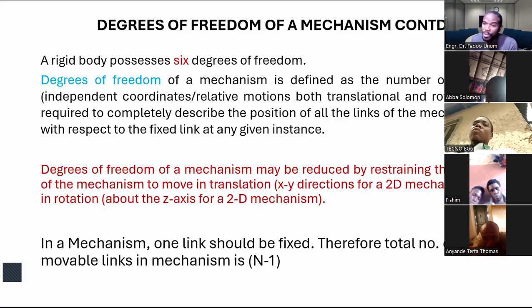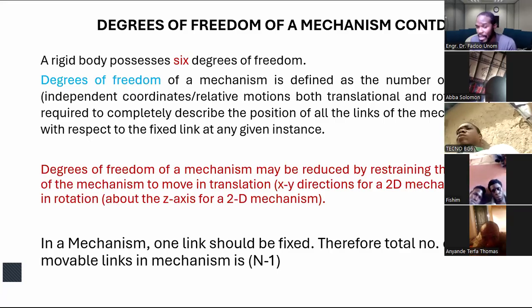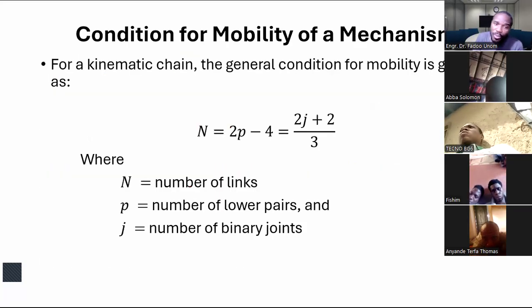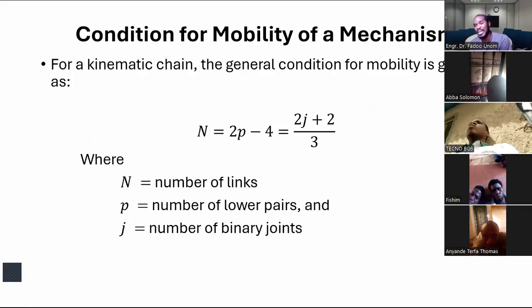Then the number of movable links would be L or N minus 1. Now, what about mobility? When can we say a kinematic chain has fulfilled the condition for mobility? That it is mobile, it can move. So we have an equation, and this is not different from what we had before. We only modified it.